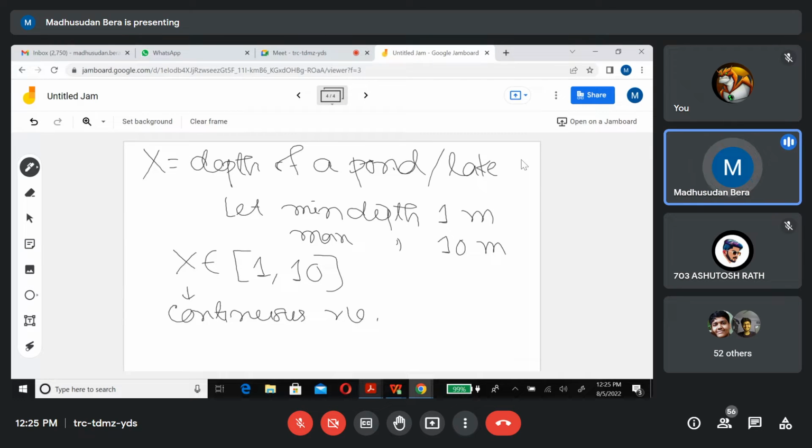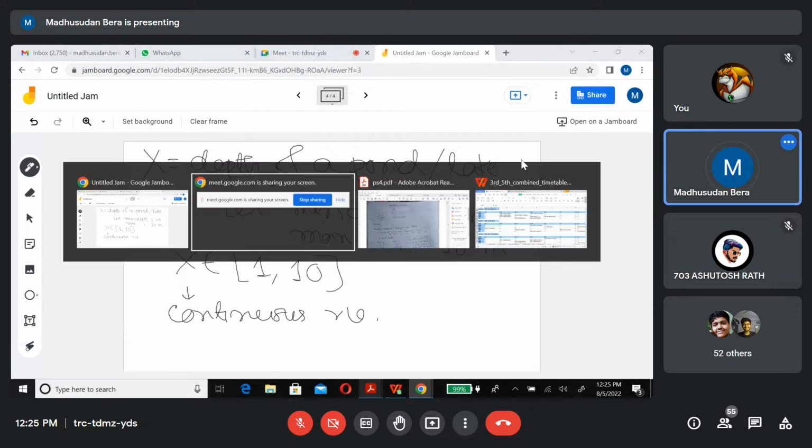So what is a discrete random variable? What is a continuous random variable? Okay. The continuous case we will study later. Now we are going to the discrete case.